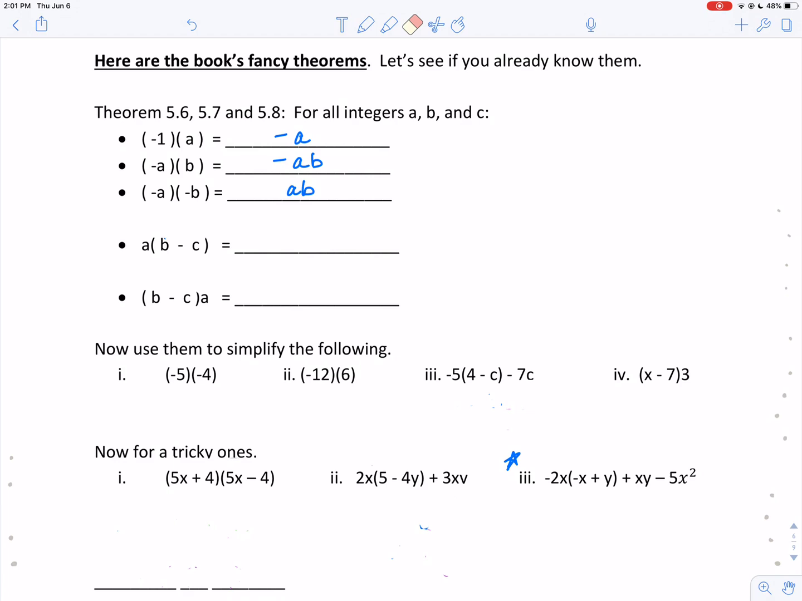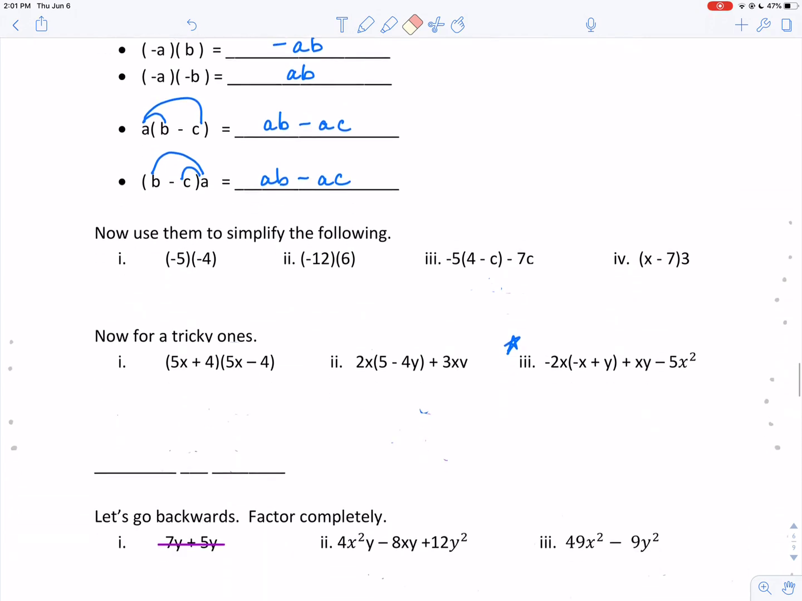And then the last two theorems, we're just going to distribute the a and get ab minus ac. The last one, you're going to do the same thing. It's just we're distributing it. The a is on the right-hand side instead of the left-hand side. So now let's use them to work just a couple of problems.